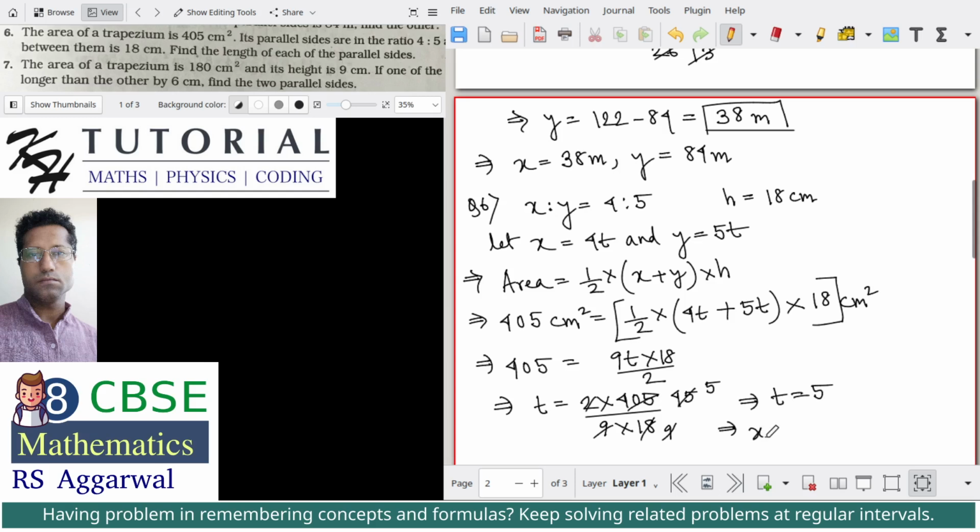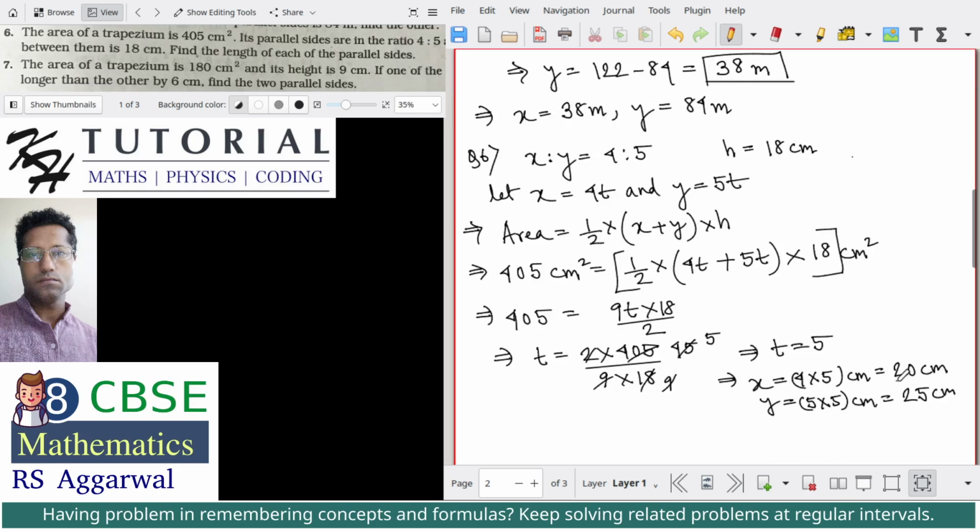So this implies x is equal to 4t, that is 4 multiplied by 5 centimeter, which is equal to 20 centimeter, and y is equal to 5t, that is 5 multiplied by 5 centimeter, which is equal to 25 centimeter. So the question was asking to find the length of each of the parallel sides. So the lengths of the parallel sides are 20 centimeter and 25 centimeter. Question number 6, the answer is 20 centimeter and 25 centimeter.